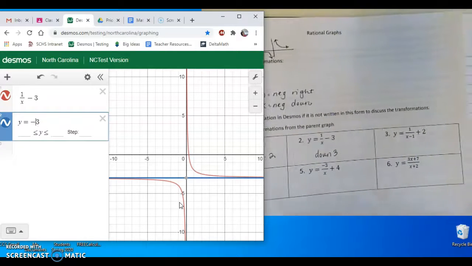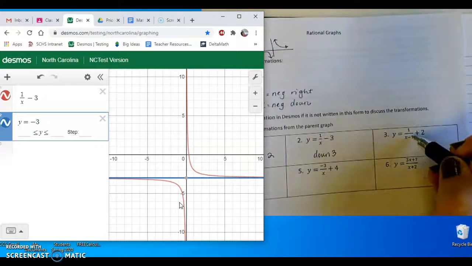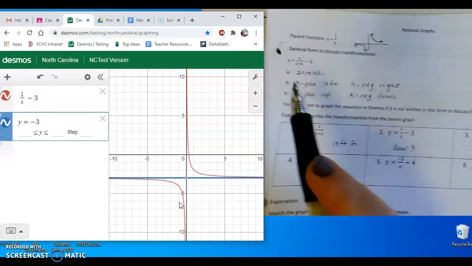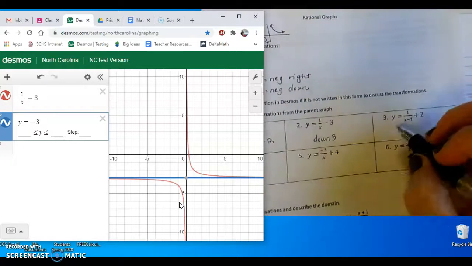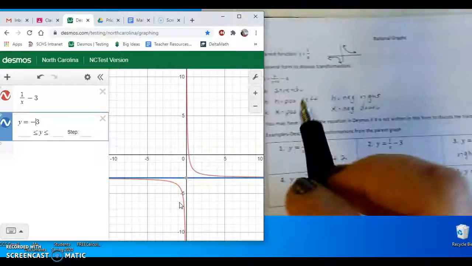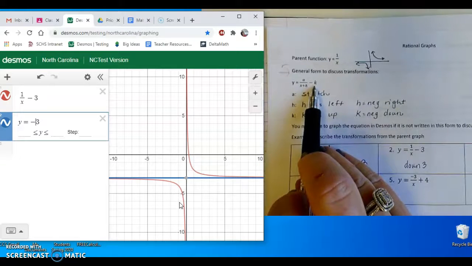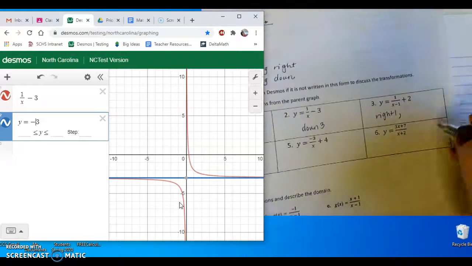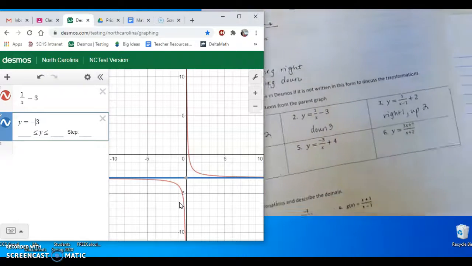Alright, so number 3. This is underneath, so that has to do with the h. It's opposite, so this would be moving it right 1. And then the plus 2 is out here where the k is. K is positive, so it's moving it up 2.